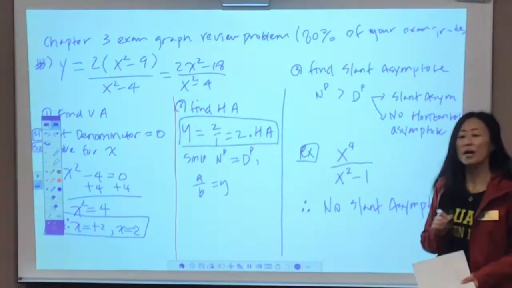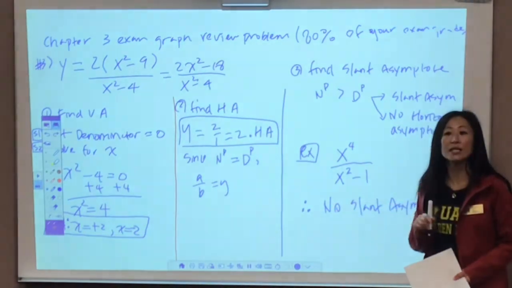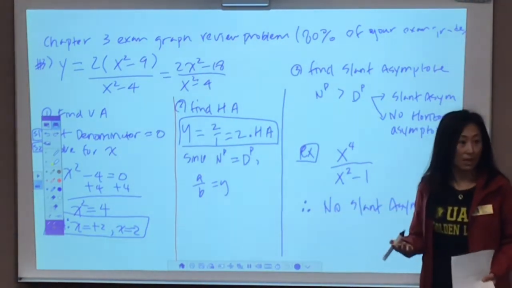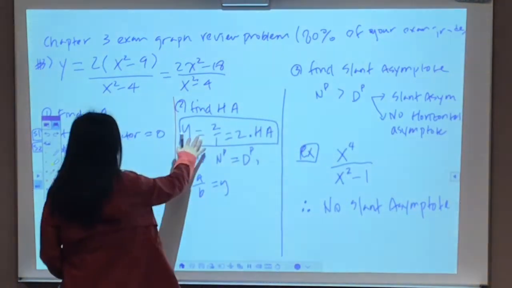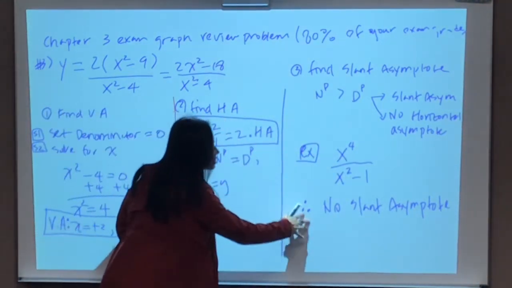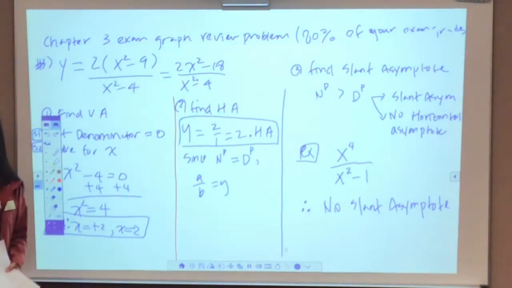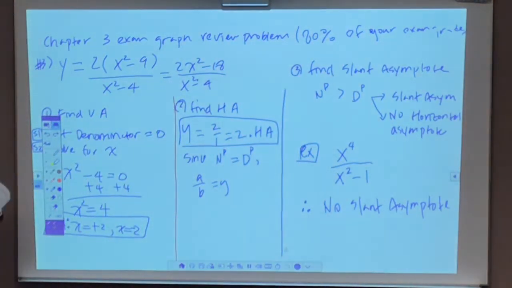No slant asymptote. By the way, when I put this three dots, it means therefore. Therefore, what? We don't have a slant asymptote. We have a horizontal asymptote, which means we cannot have a slant asymptote. Is everybody with me? So we got 1, 2, 3 done.